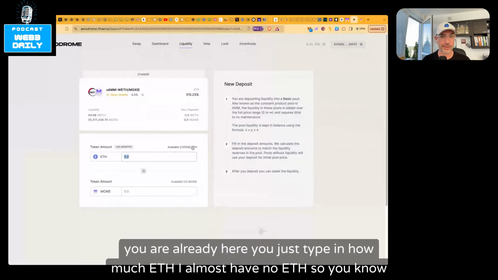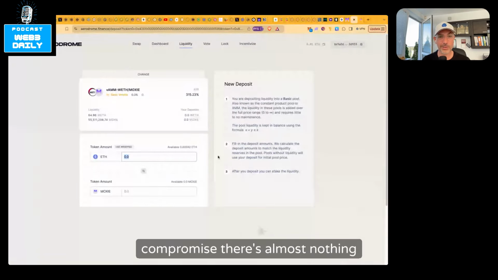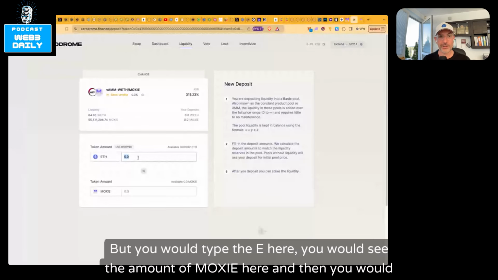I almost have no ETH. So, this is not my currently used wallet. This is the one which was drained. So it's compromised. There's almost nothing. But you would type the ETH here.